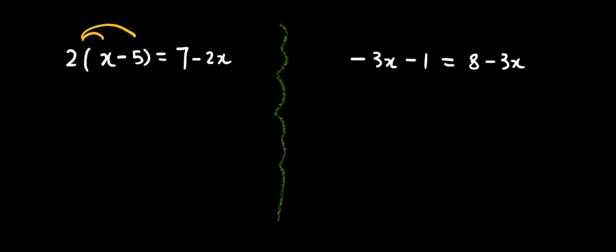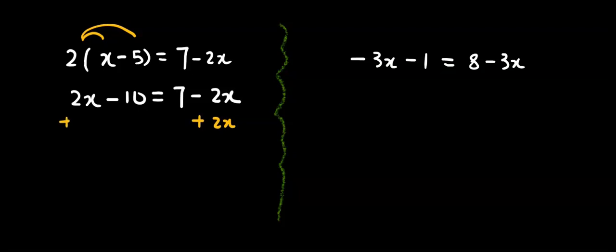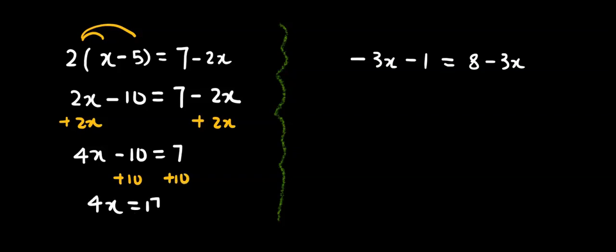I'm going to use distributive property. Then I have 2x minus 10 equals 7 minus 2x. Then I'm going to add 2x each side. Then I have 4x minus 10 equals 7. Then I'm going to add 10 each side. Then I have 4x is 17. Last step, I'm going to divide 4 each side. And then x is 17 over 4.